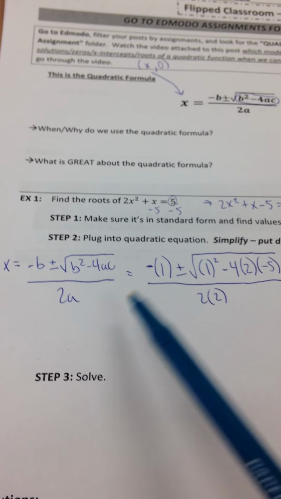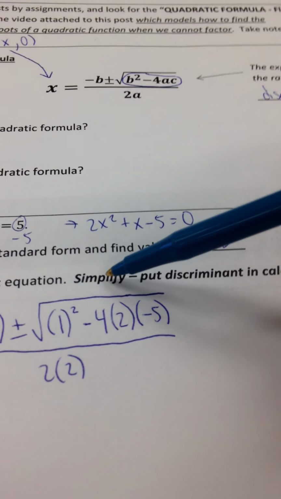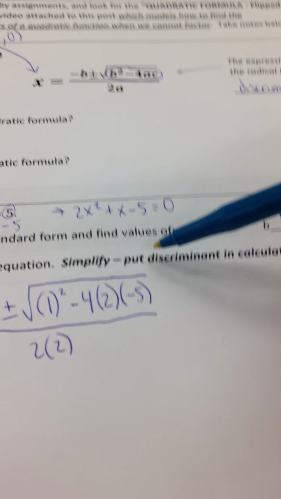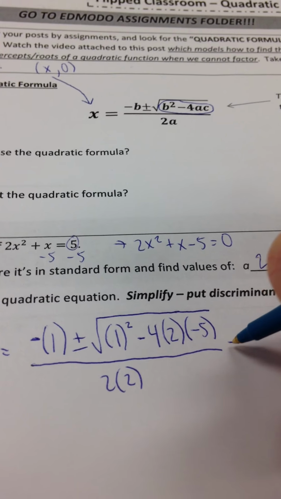So if you take a broad look right now, here's the quadratic formula. Here's what it should look like after we've plugged in. So the next step here is going to be to simplify. And I wrote a note to make sure that you put the discriminant in the calculator, and I'm going to show you what that looks like, okay?